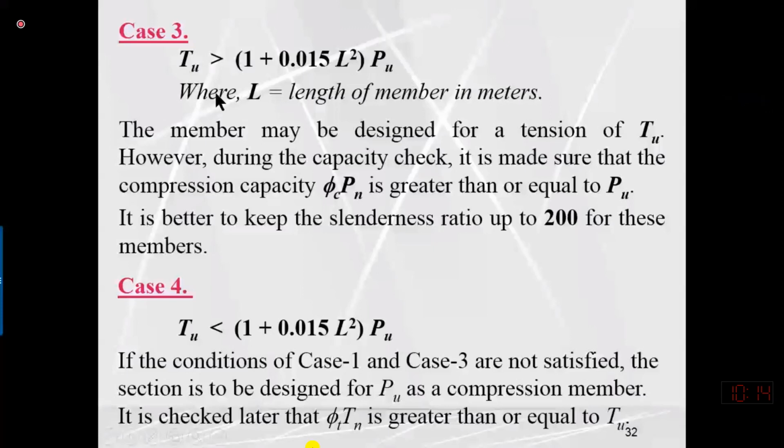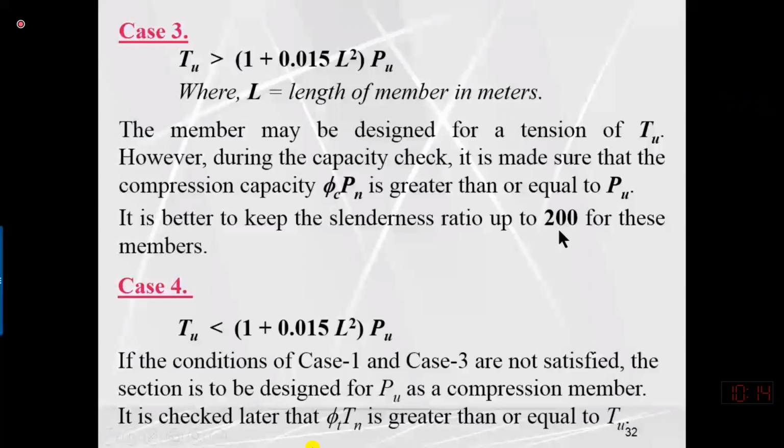In case 3, if the left hand side is more than the right hand side, then we will design this member as a tension member. But later on, we will check the capacity also in compression. A stress reversal member is subjected to both appreciable or significant compressive forces and tensile forces. So the maximum slenderness ratio should not be more than 200.